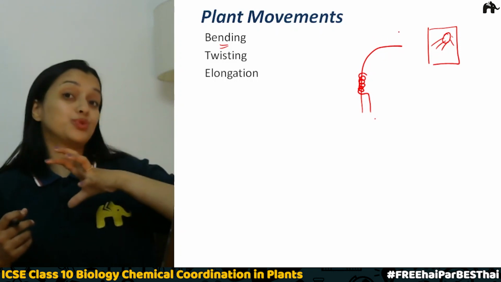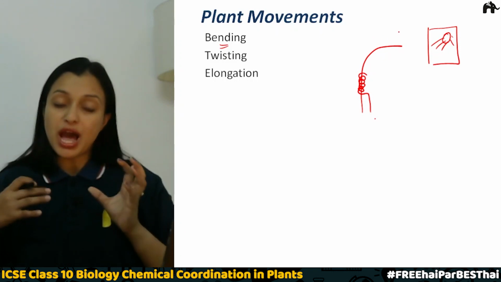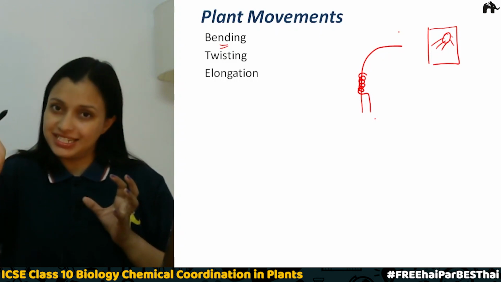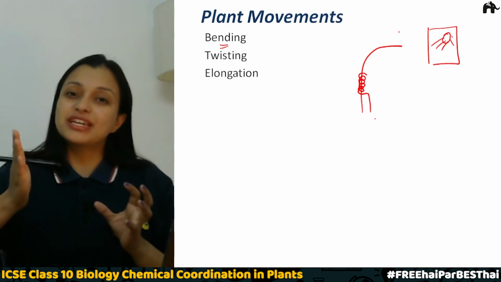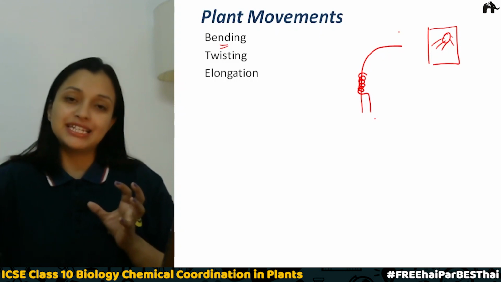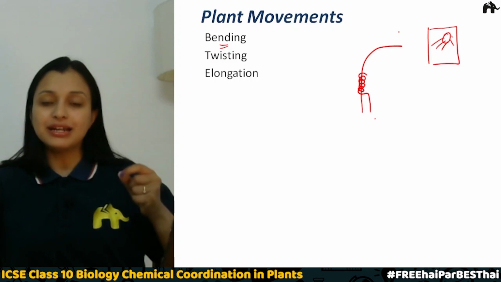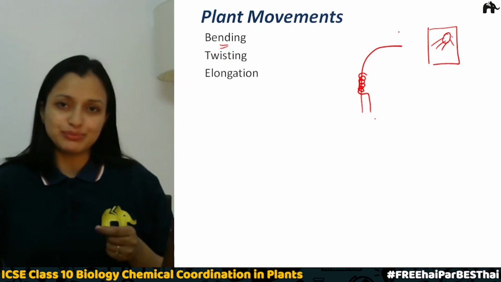You must have seen elongation also, as I was saying, in case of a plant that has bent towards the light. Half of the stem has elongated, right? So that elongation towards the sunlight is another kind of movement. I hope the basics of the plant movements are clear.